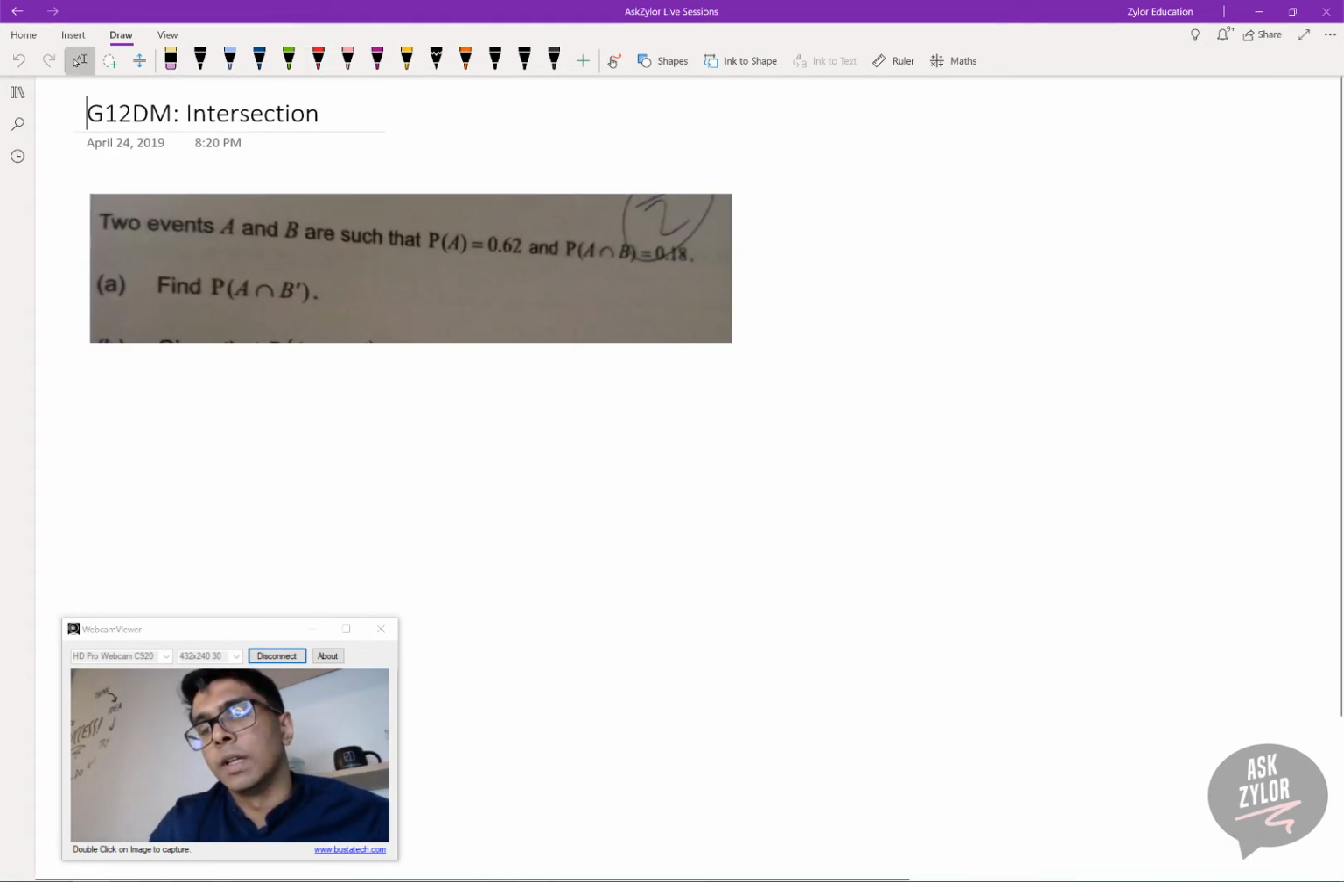This is a grade 12 data management question. It's talking about intersections. There are 2 events A and B such that the probability of A is 0.62 and the probability of A and B happening is 0.18. What's the probability of A and not B happening?